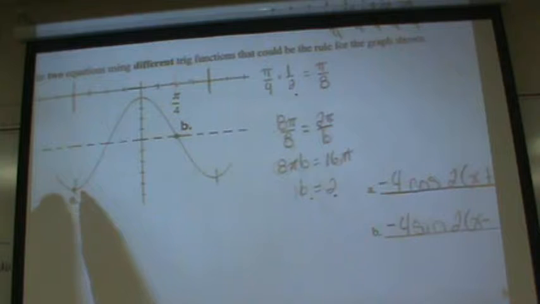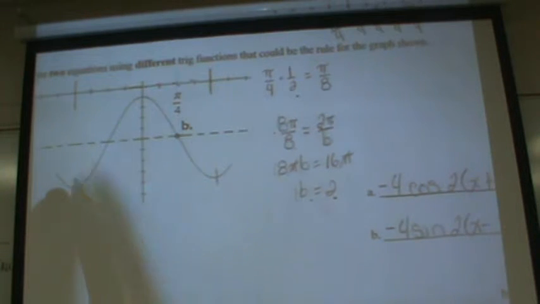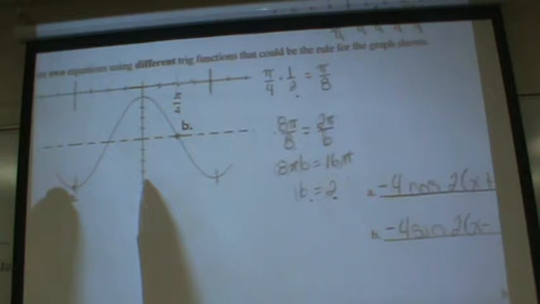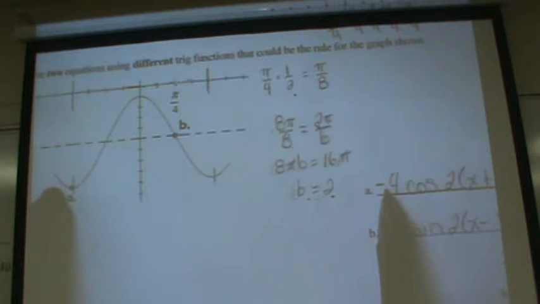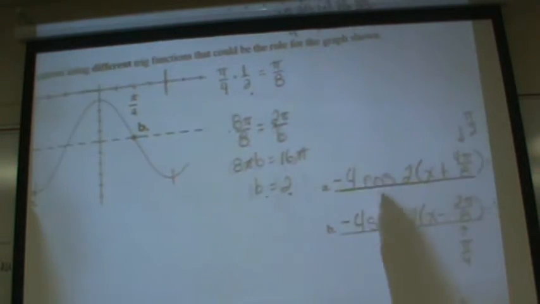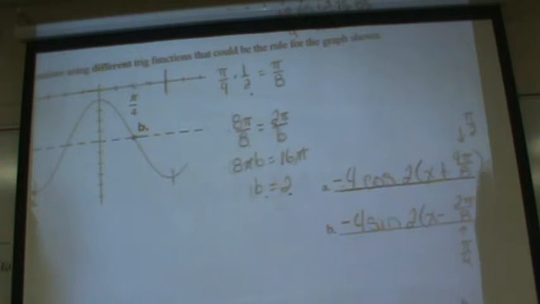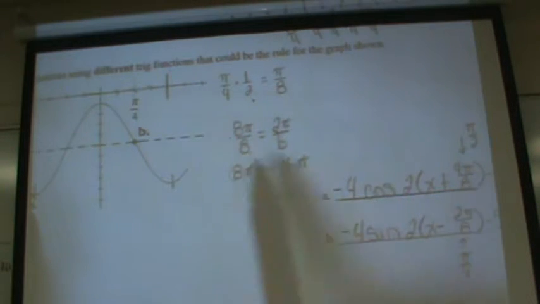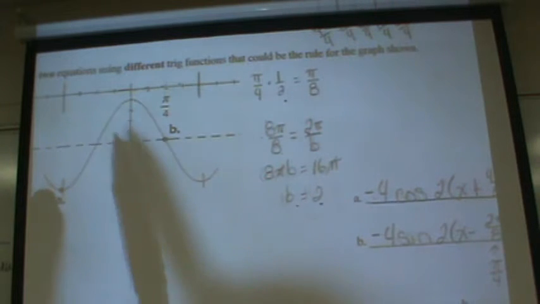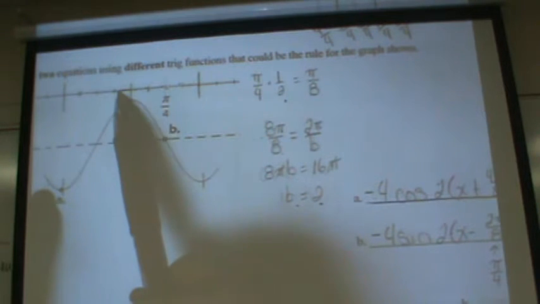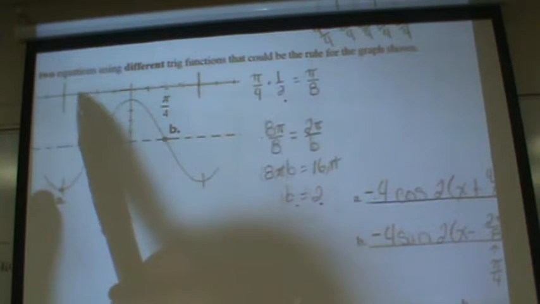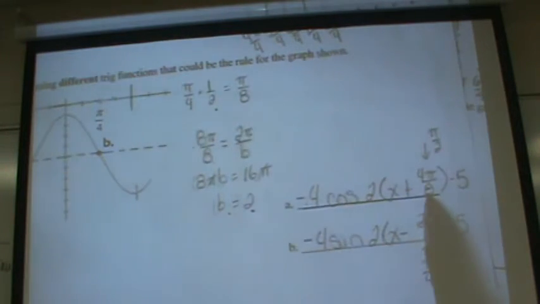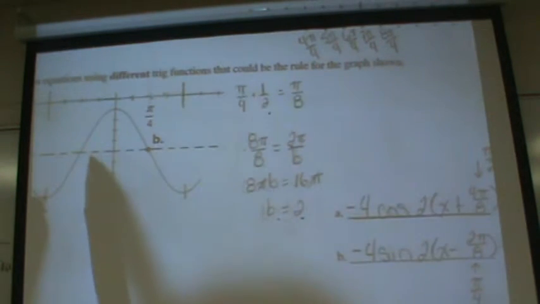Starting here, this is a cosine upside down. The amplitude is 4, because it's 4 units off the x-axis. Upside down, so you have to put a -4 here. Cosine 2, and this is pi over 8, 4 pi over 8 units to the left. How do you know that? Because we just figured out that this is pi over 8. So 1/8, 2/8, 3/8, 4/8. And it's 5 units down.